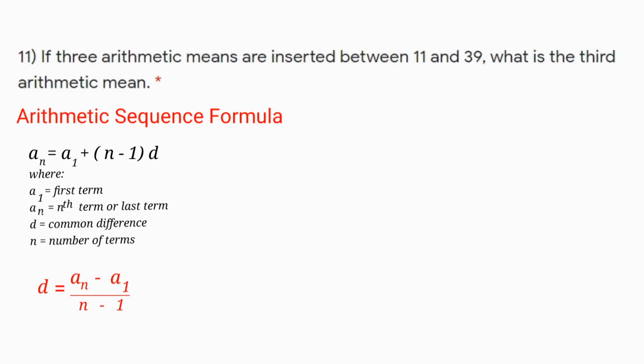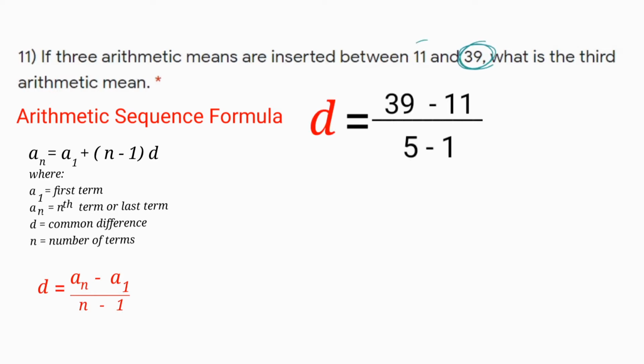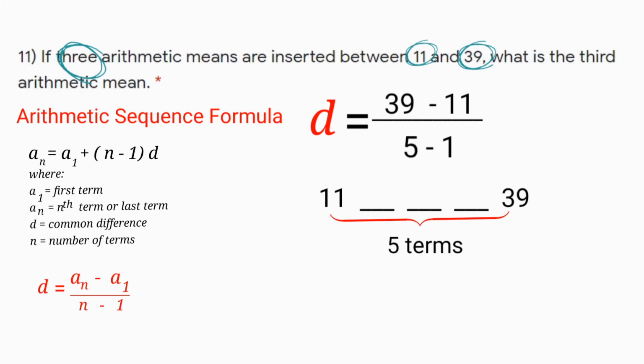Since the last term of the sequence is 39, we subtract the first term, 11, divided by the number of terms. There are only two given terms in this question, 11 and 39. But we are also looking for the three arithmetic means. So 2 plus 3 makes 5. So 39 minus 11 divided by 5 minus 1 is equal to 28 divided by 4, which is 7. Therefore, the common difference is 7.